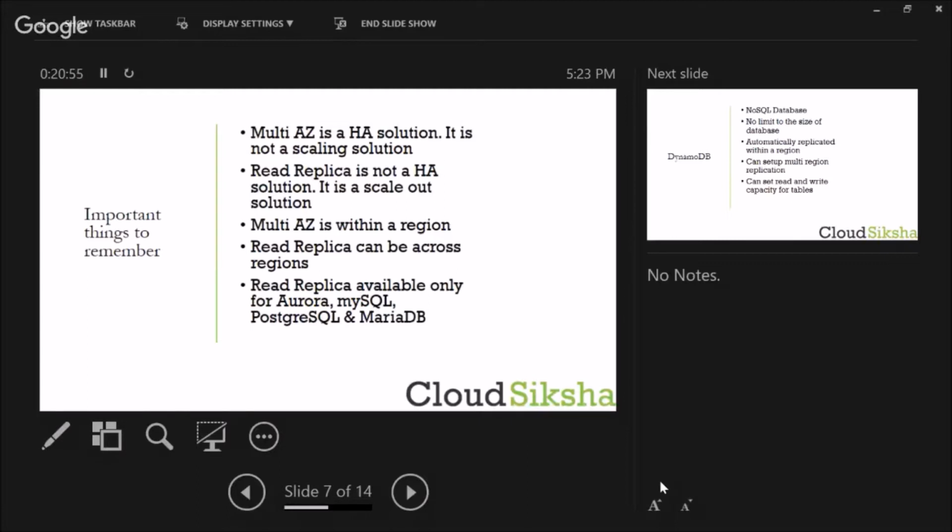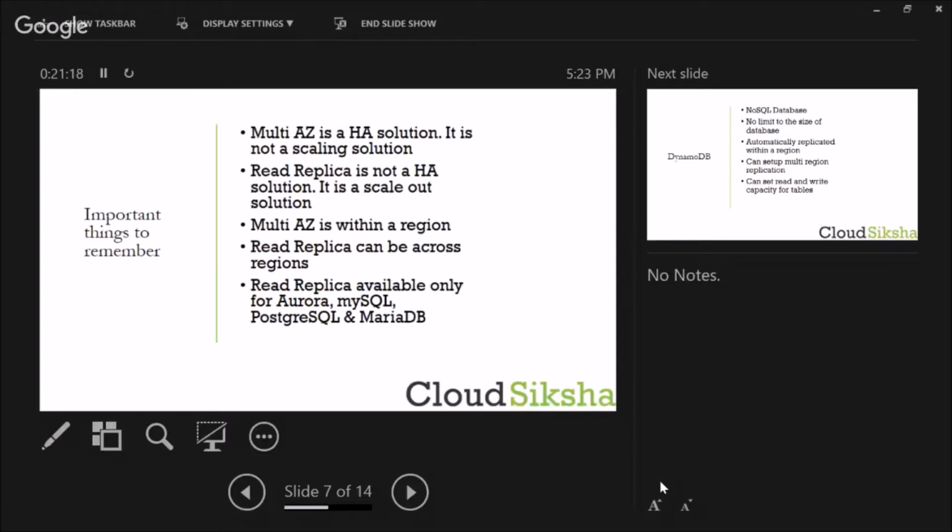Another important thing you have to remember is that read replicas are not available for all the databases. They are only available for Aurora, MySQL, Postgres, and MariaDB. That is, Oracle and Microsoft SQL, if you use, you would not be able to use the read replicas from Amazon. Keep that in mind.